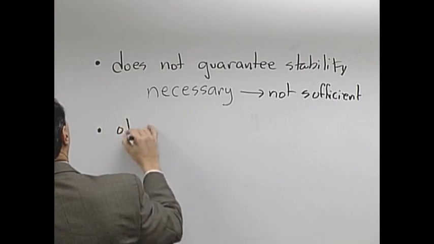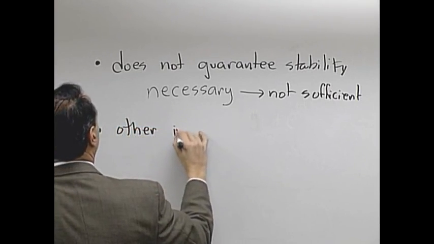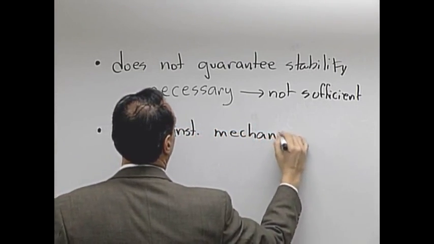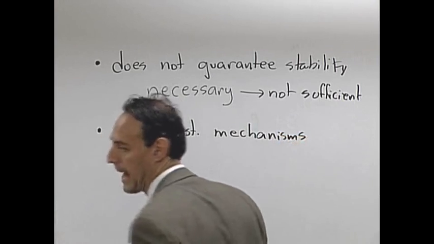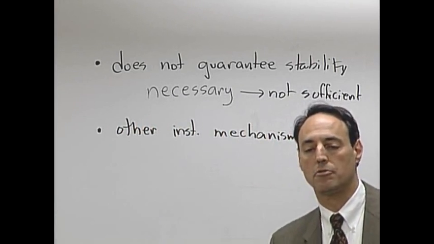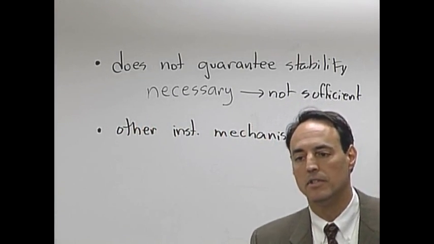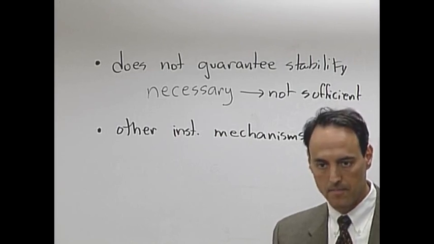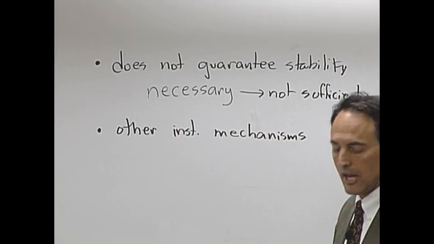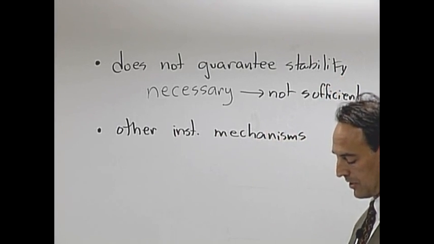There are other instability mechanisms that are not captured by the von Neumann analysis. Again, von Neumann captured one type of instability. That's it. So it kind of relates back to one. You're not going to capture all the instability mechanisms with this.